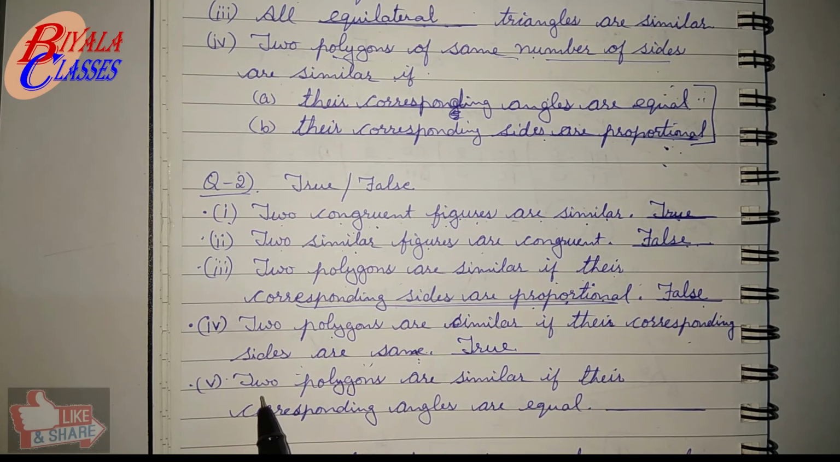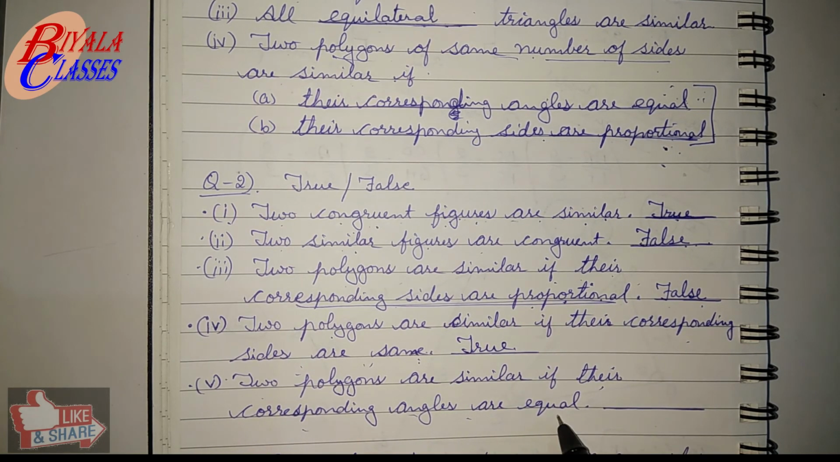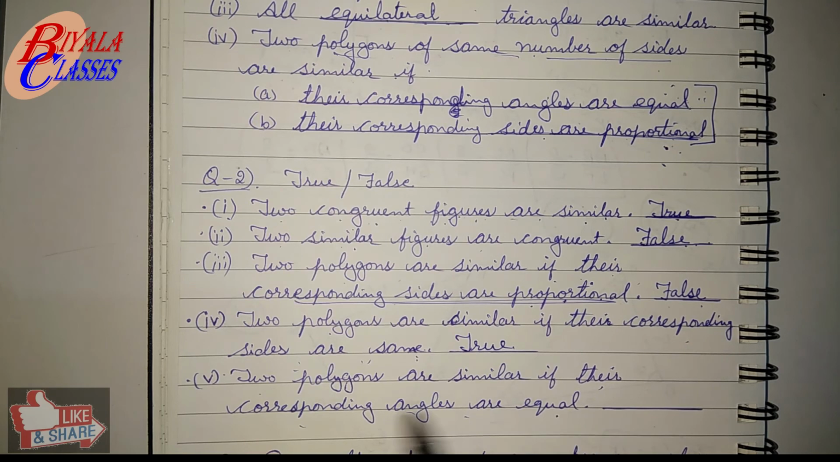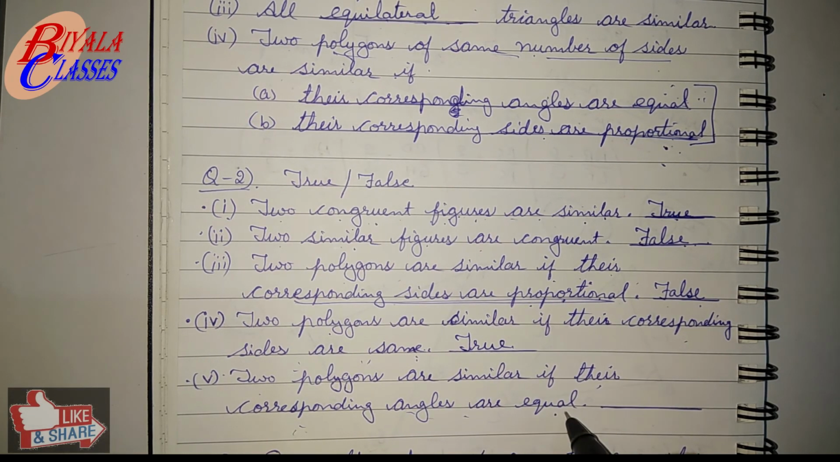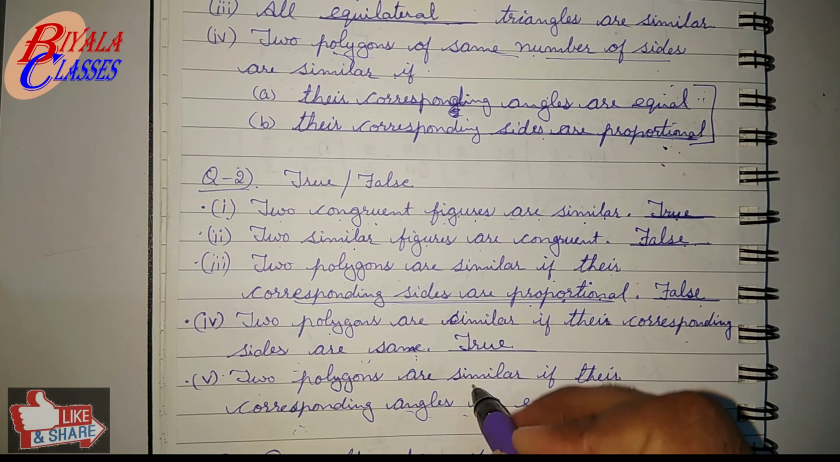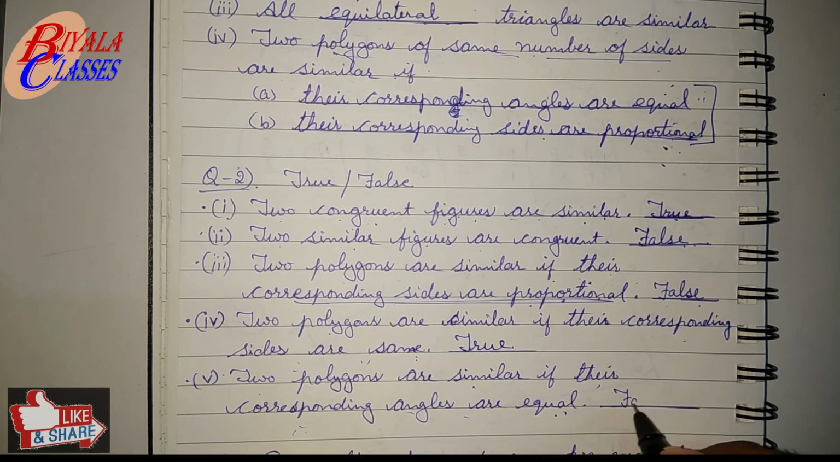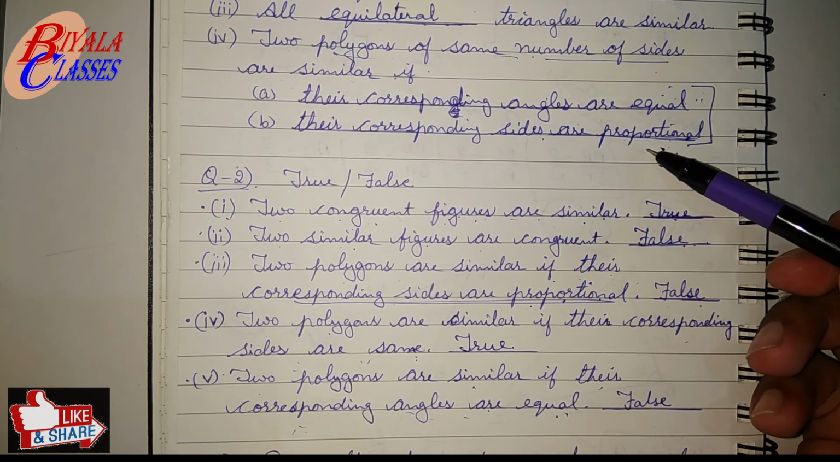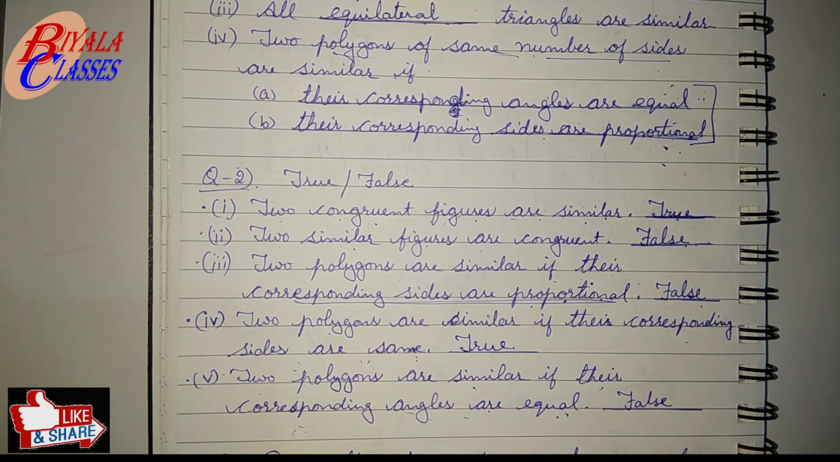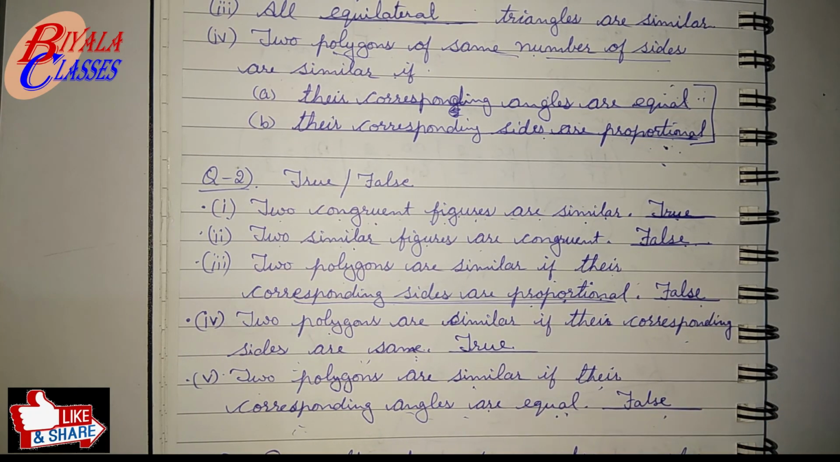And of course the last one: two polygons are similar if their corresponding angles are equal. If there are two polygons and their corresponding angles are equal, then can we say that they are similar? No, we cannot say that they are similar. Reason being, this again is only one property. The second one, that is, the corresponding sides are proportional, is missing here. So this statement will be false.